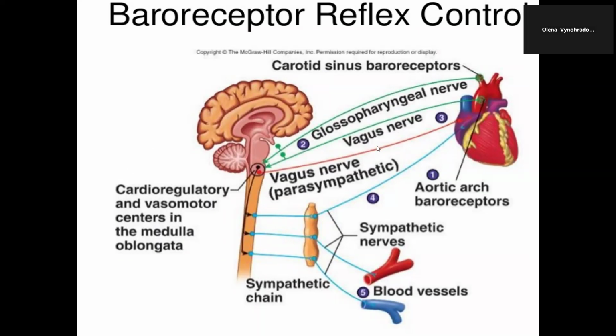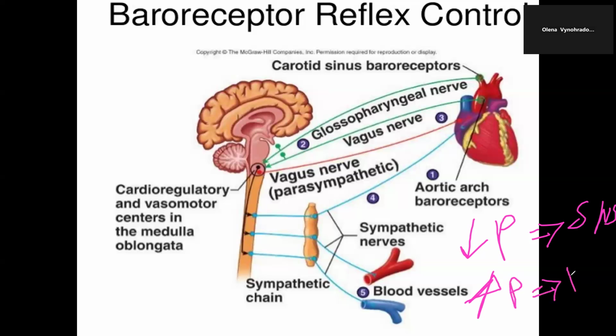This picture from baroreceptors is working the next way. If blood pressure is decreased, baroreceptors don't receive the signal, and we have activation of the sympathetic nervous system. If blood pressure is up, it means that we should decrease blood pressure. In this case, we will have activation of the parasympathetic system.